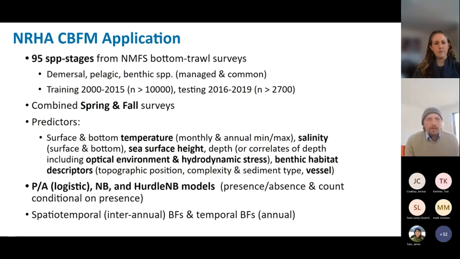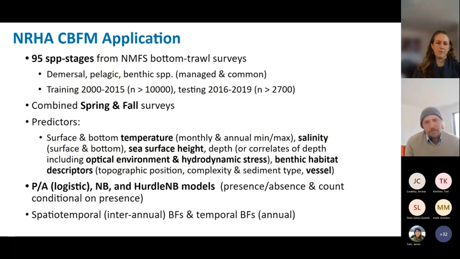So where we are right now, we've fitted most of the species of interest here, which are demersal, pelagic, and benthic species, about 55 to 60 species with 95 species-stage combinations. We're training the model on 15 years of data, about 10,000 observations from the spring and fall NEFSC bottom trawl surveys, and then testing by extrapolating to the 2016 to 2019 time period.